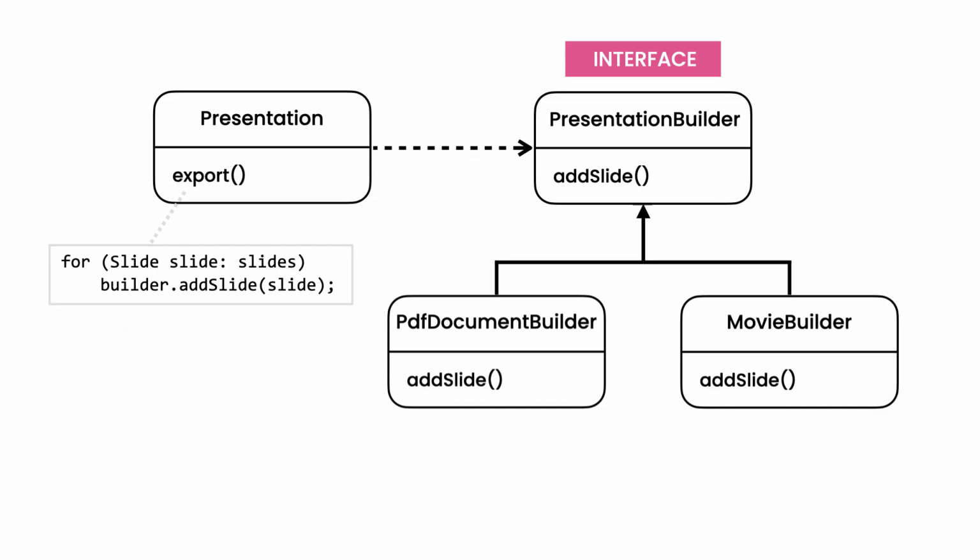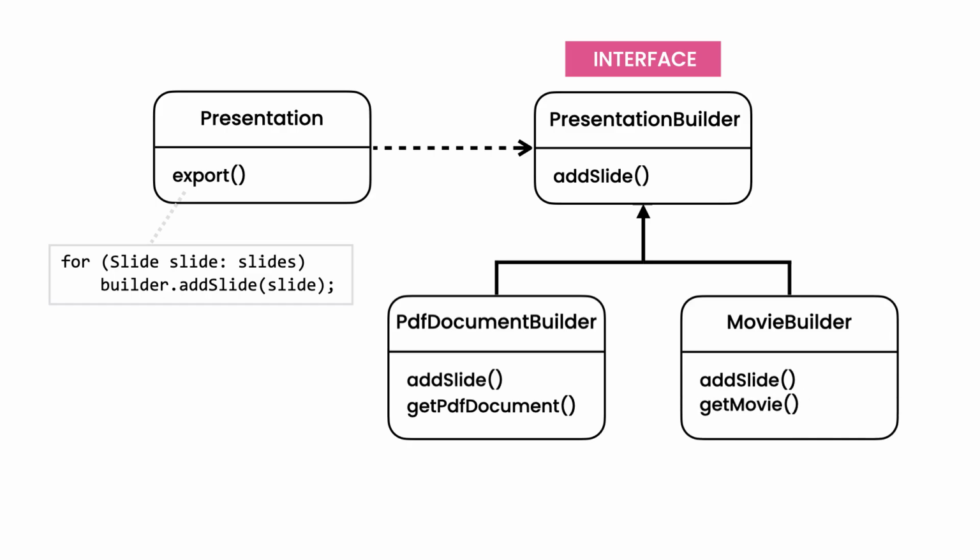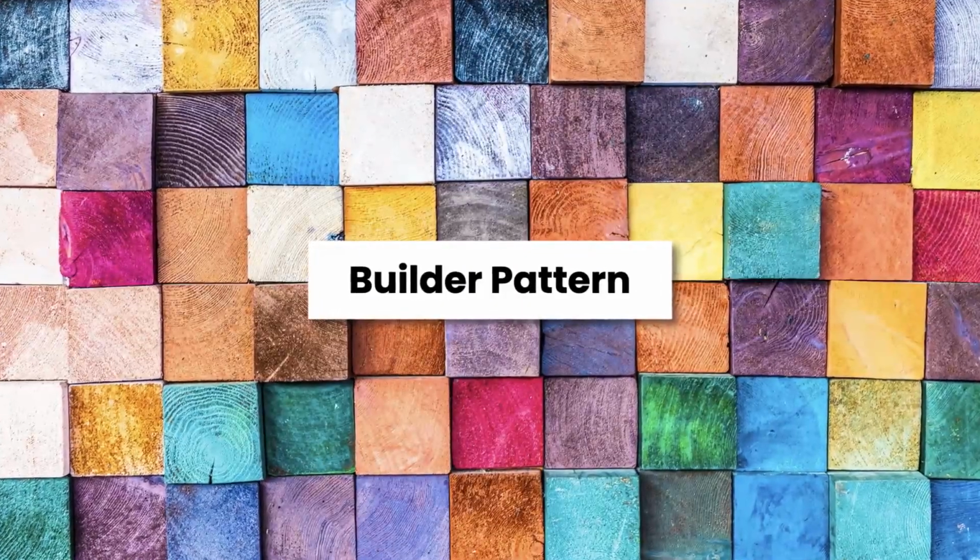Now there is one more thing that we need to add here. Eventually, once we build a PDF document, we need to be able to access it. So in PDF document builder class, we need to add a method called getPDFDocument. And similarly, in movie builder, we should add another method called getMovie. And this is what we call the builder pattern.